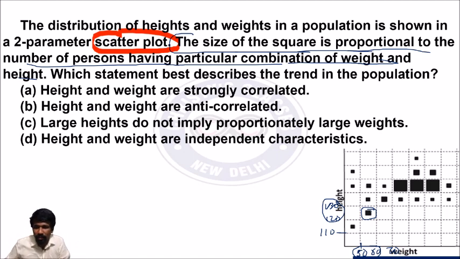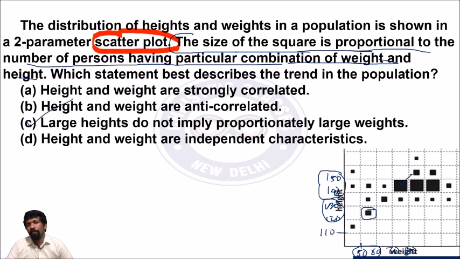That is the meaning. This square is very big. For example, if it is 70 to 80 kg and this is 140 to 150 centimeter, the number of people with that particular weight and height is more. That is the meaning of this scatter plot. So which statement best describes this trend in the population? Option C is the correct answer.